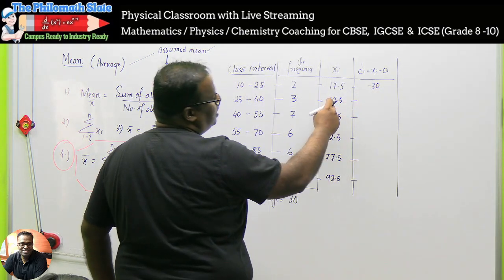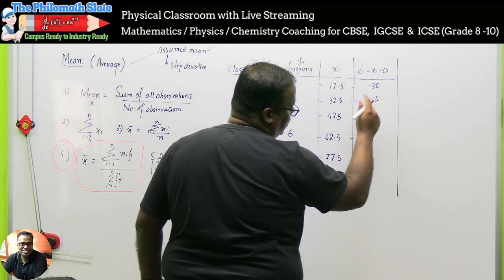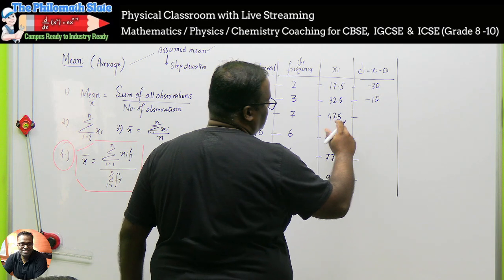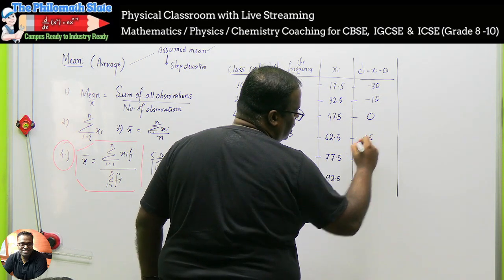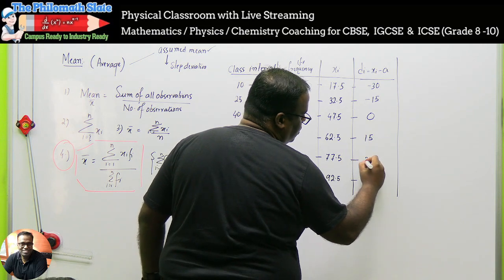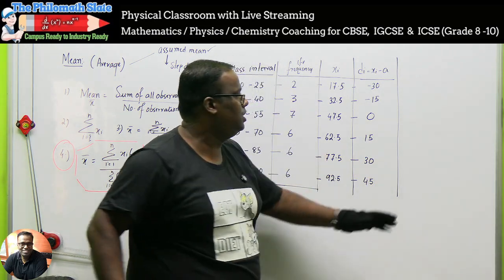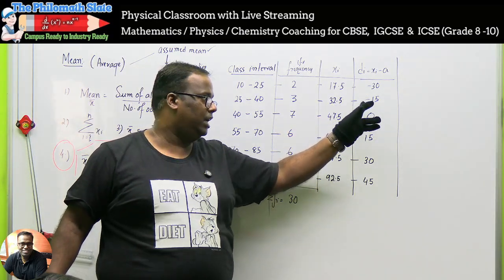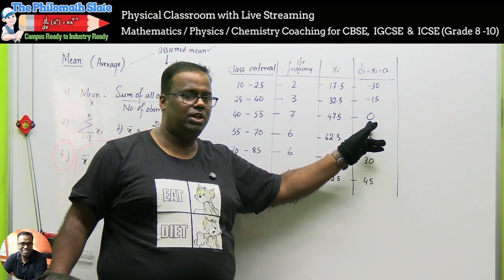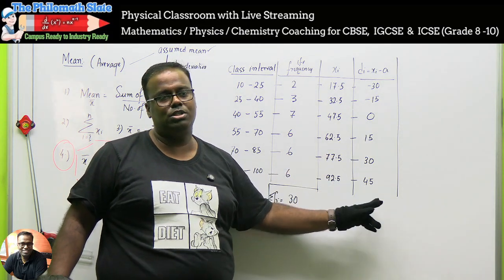Then how much should be this and this deviation? Minus 15. I'll first fill my chart, then I'll fill your chart. This should be how much? 0. This should be positive 15. This should be positive 30. This should be positive 45. Can you just fill up your chart now? In your case, it will start with negative 45, negative 30, negative 15, 0, positive 15, positive 30. Understood?